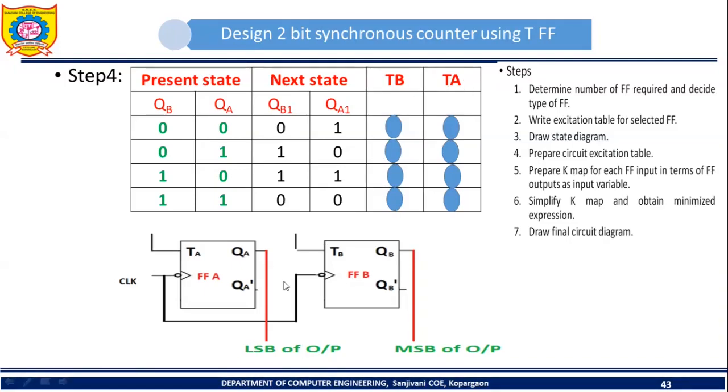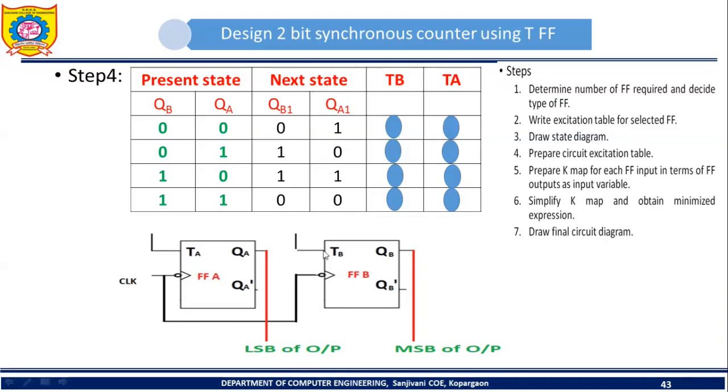Then what are TB and TA? These are inputs of this circuit. This is our 2-bit counter which we want to design, and TA and TB are inputs of this particular counter. In case of asynchronous counter, what did we do with these inputs?